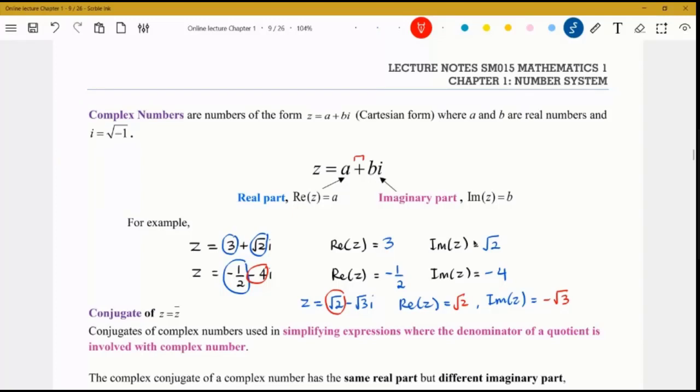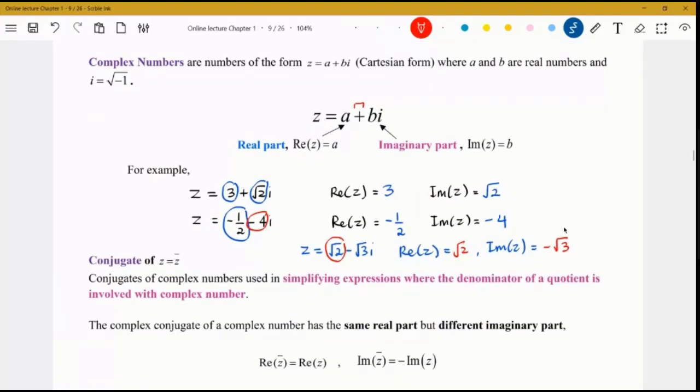Okay, kenapa kita perlu belajar conjugate adalah kalau kamu jumpa fraction di mana bahagian bawah adalah complex number, kamu perlu rationalize. So bila rationalize, kamu perlu darab dengan conjugate. Okay, so conjugate adalah Z bar. Okay, so kita ada Z, so conjugate dia adalah Z bar. Z bar ini adalah conjugate.